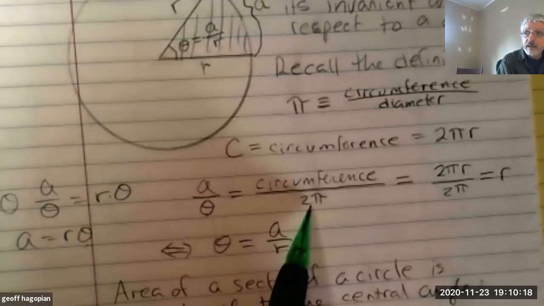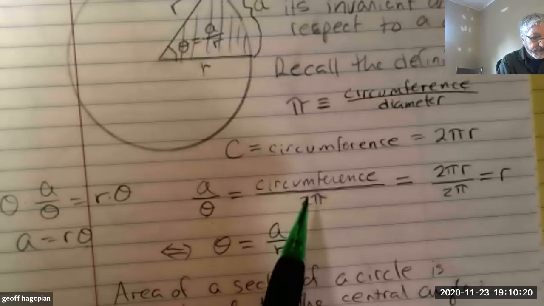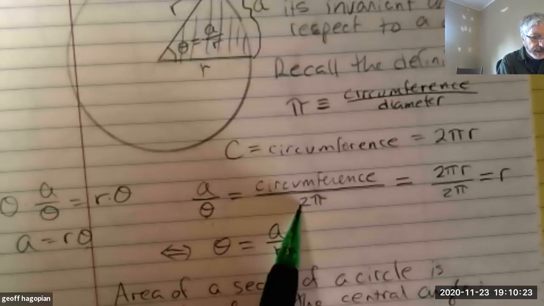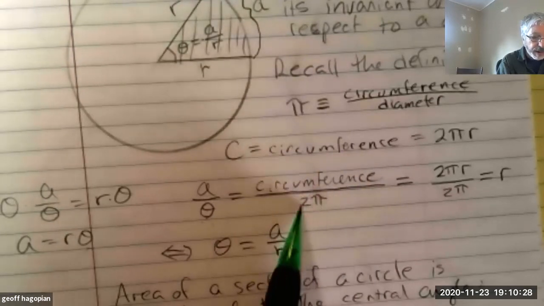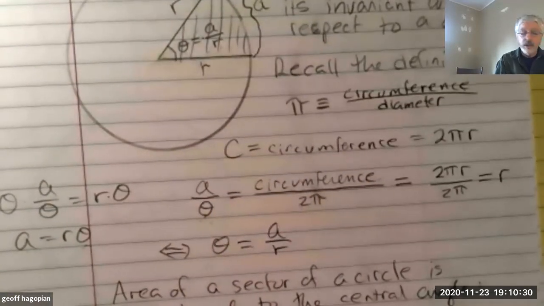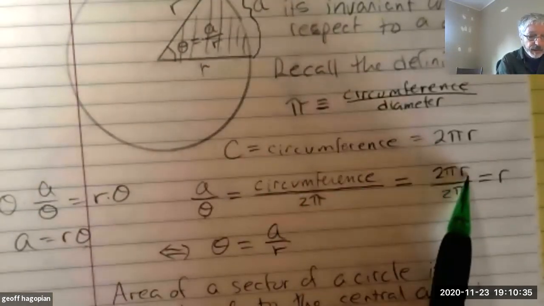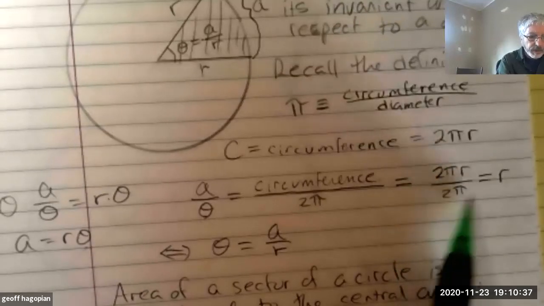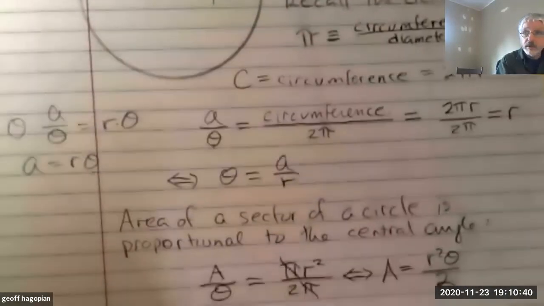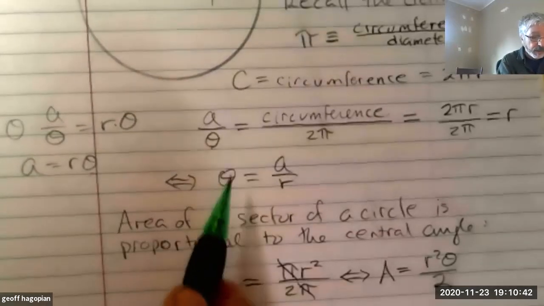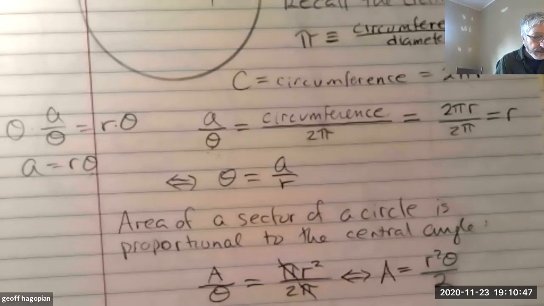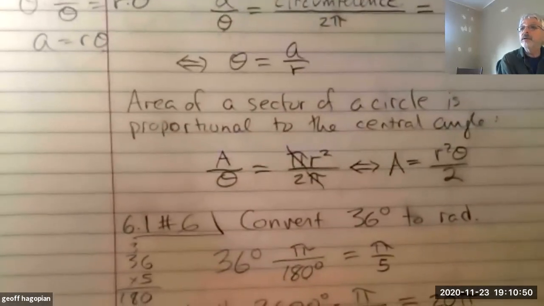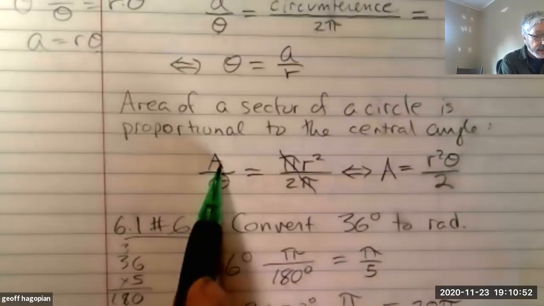The benchmark touchstone for that ratio is the whole circle, the whole circumference divided by the whole way around, which is 360 degrees, or in radians, 2 pi radians. We know that the circumference is 2 pi r, so that ratio is 2 pi r to 2 pi, which is r. That means we got our definition for theta. Just solve this equation for theta.